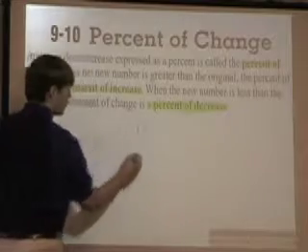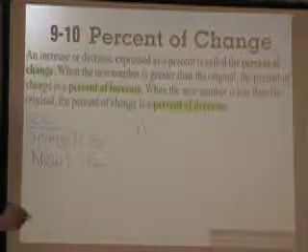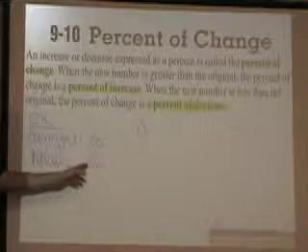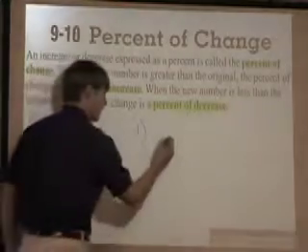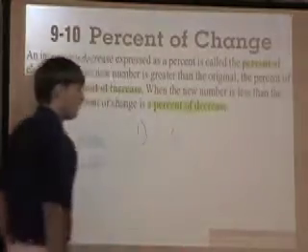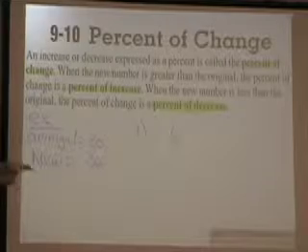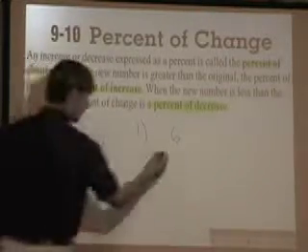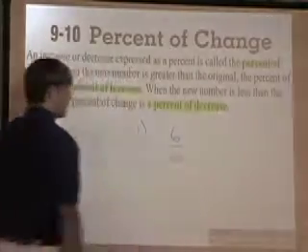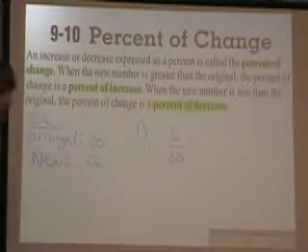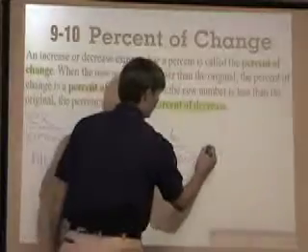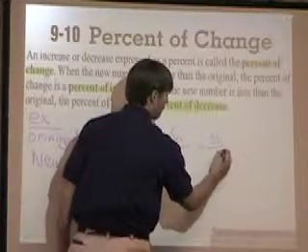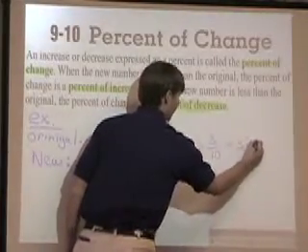So the first step is do what? Subtract. The big minus the small. What's the biggest one? 26. So 26 minus 20 is what? 6. Then the second step is to put it over the original price. What's the original price? 20. And the last step is to make that a percent. Okay? We know that equals 3 over 10, and we know 3 over 10 equals 30%.